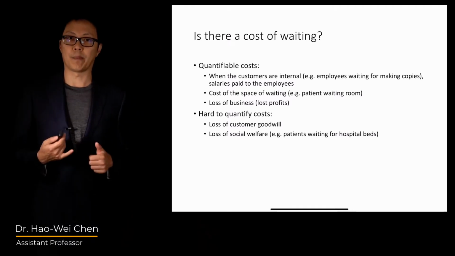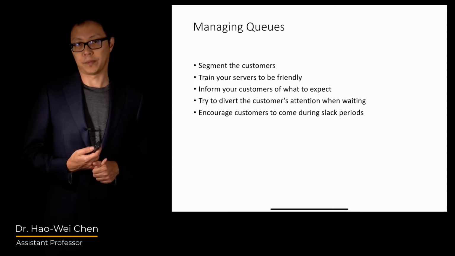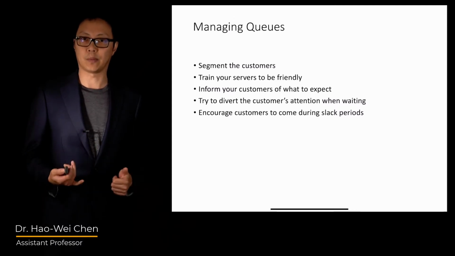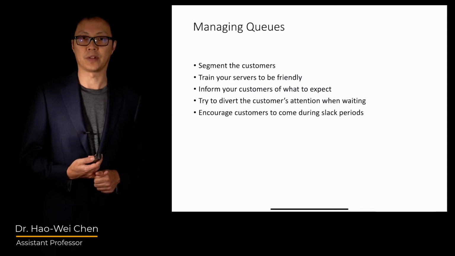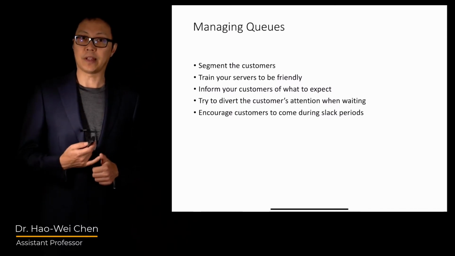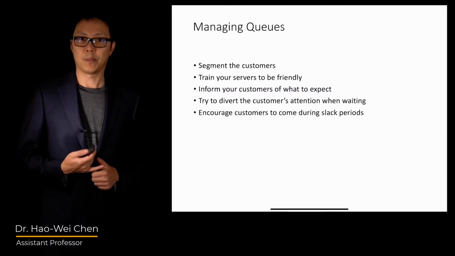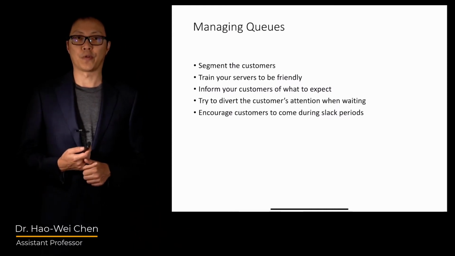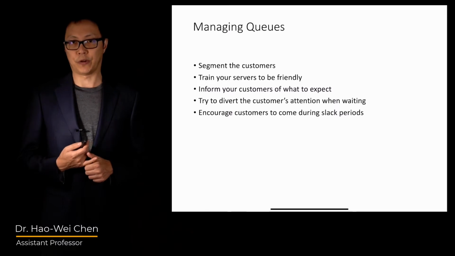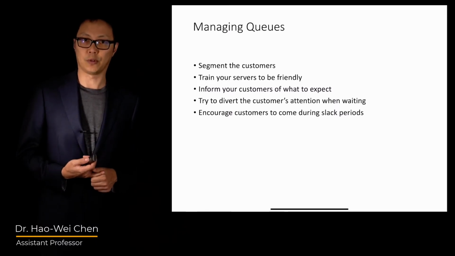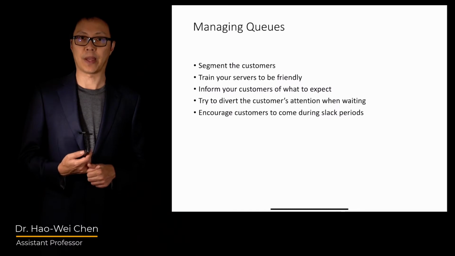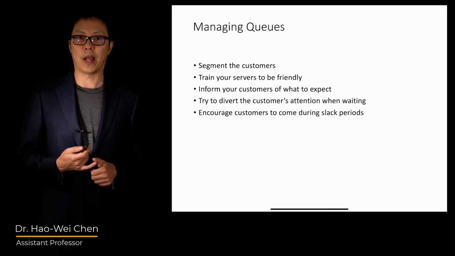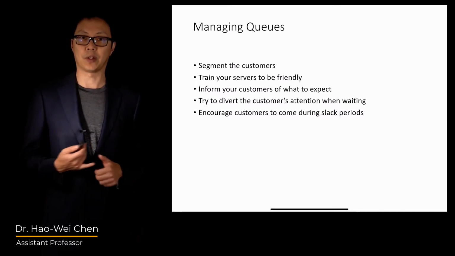Generally speaking, we can manage the waiting line in several different ways. For example, we can ask customers to join different lines based on the service they requested. This may not necessarily reduce the waiting time, but it can make the line shorter, which is a pretty big deal for many customers. We can also train the servers to be more friendly to improve the overall experience. We can even inform the customer what to expect by showing them the expected waiting time. Or we can try to divert their attention during the wait by offering a big screen TV, comfortable chairs, or even coffee.